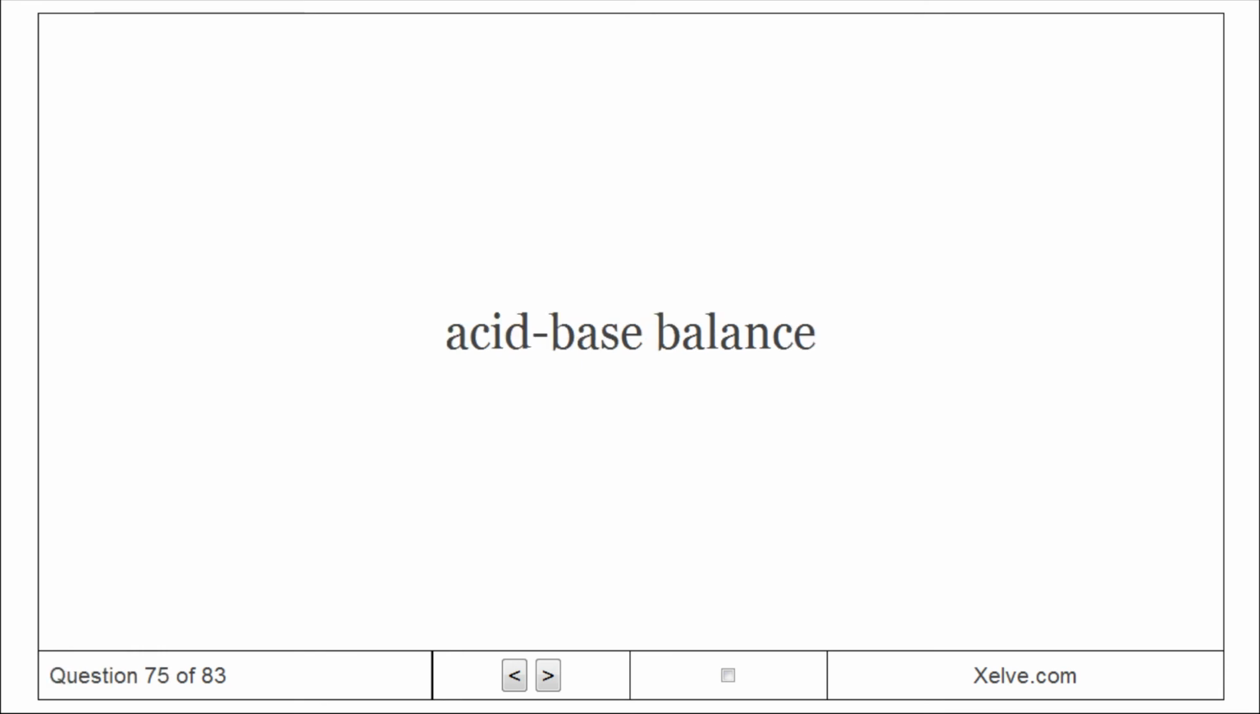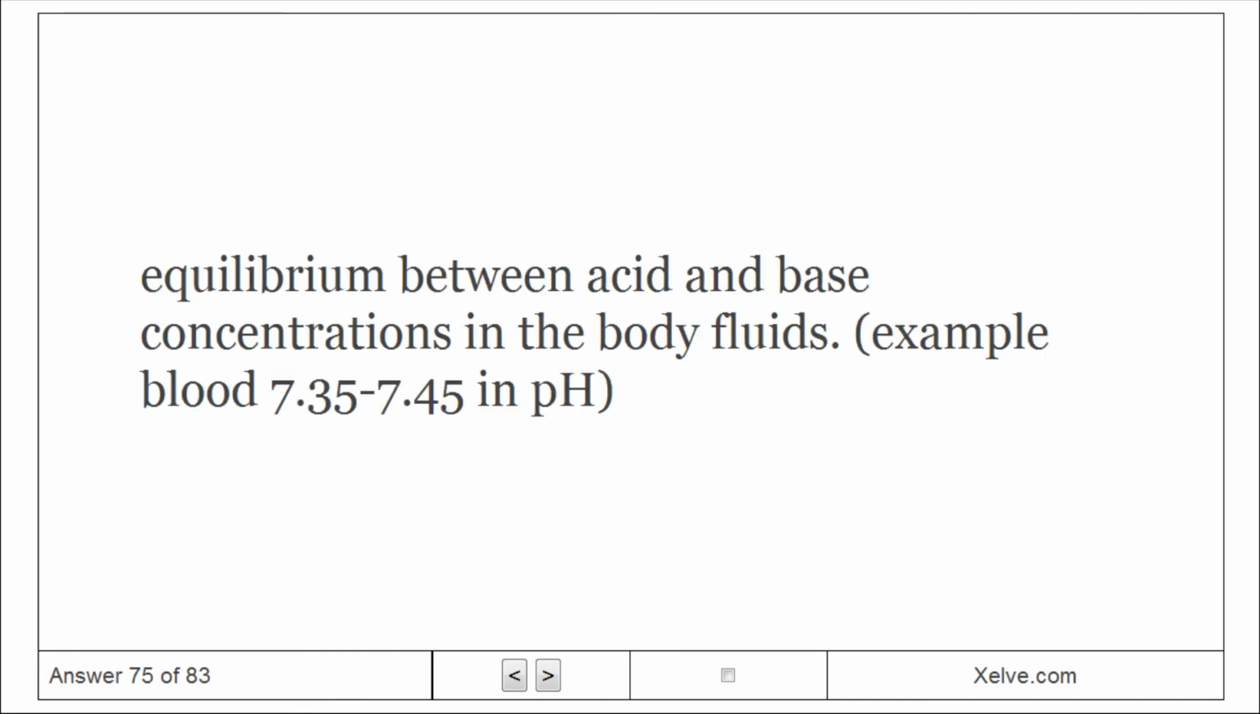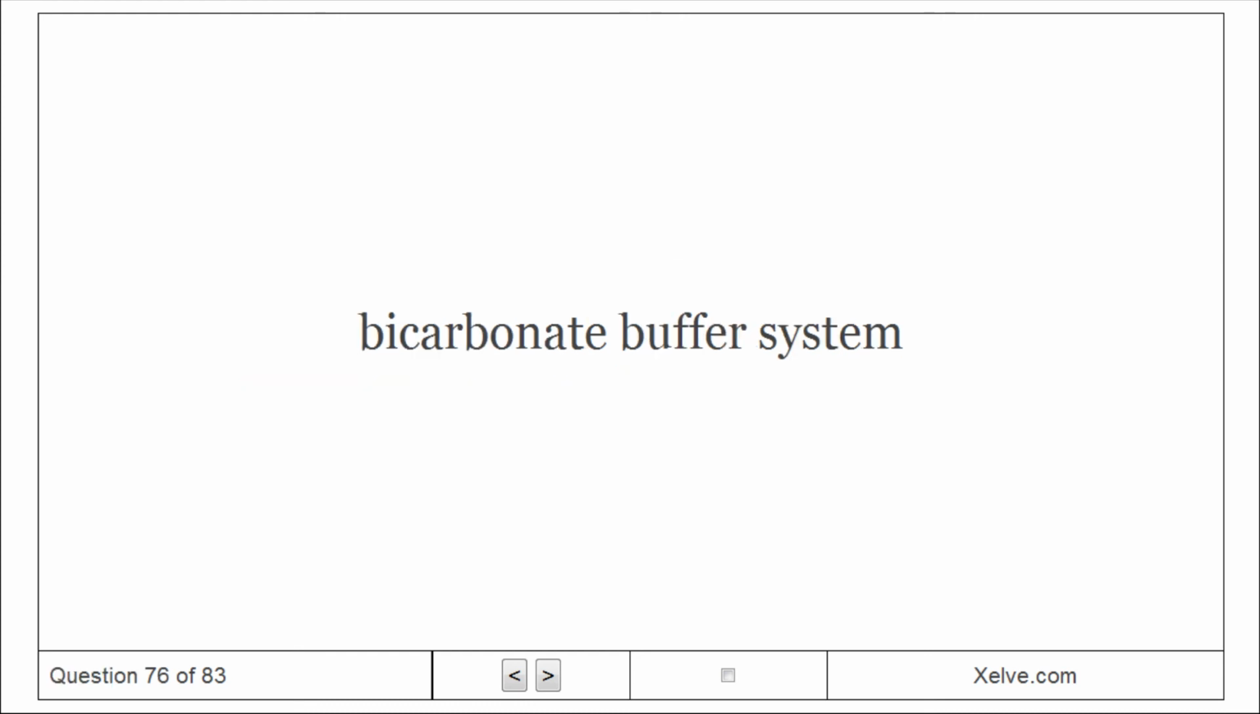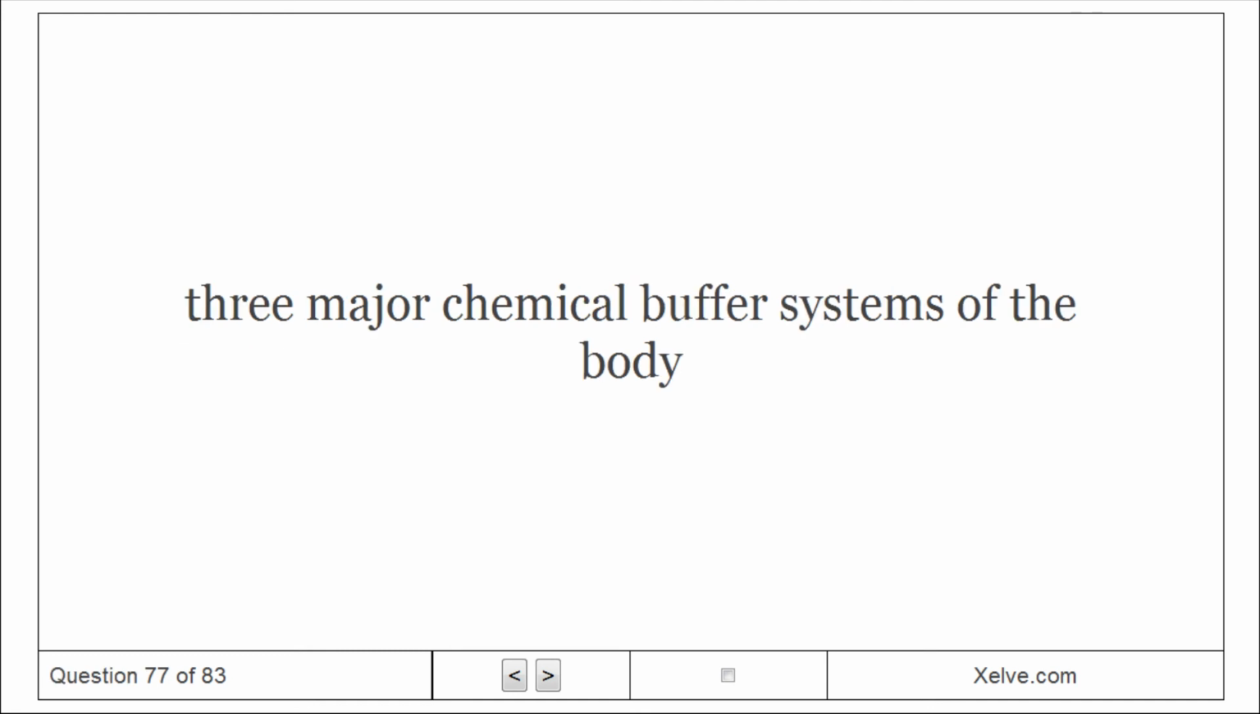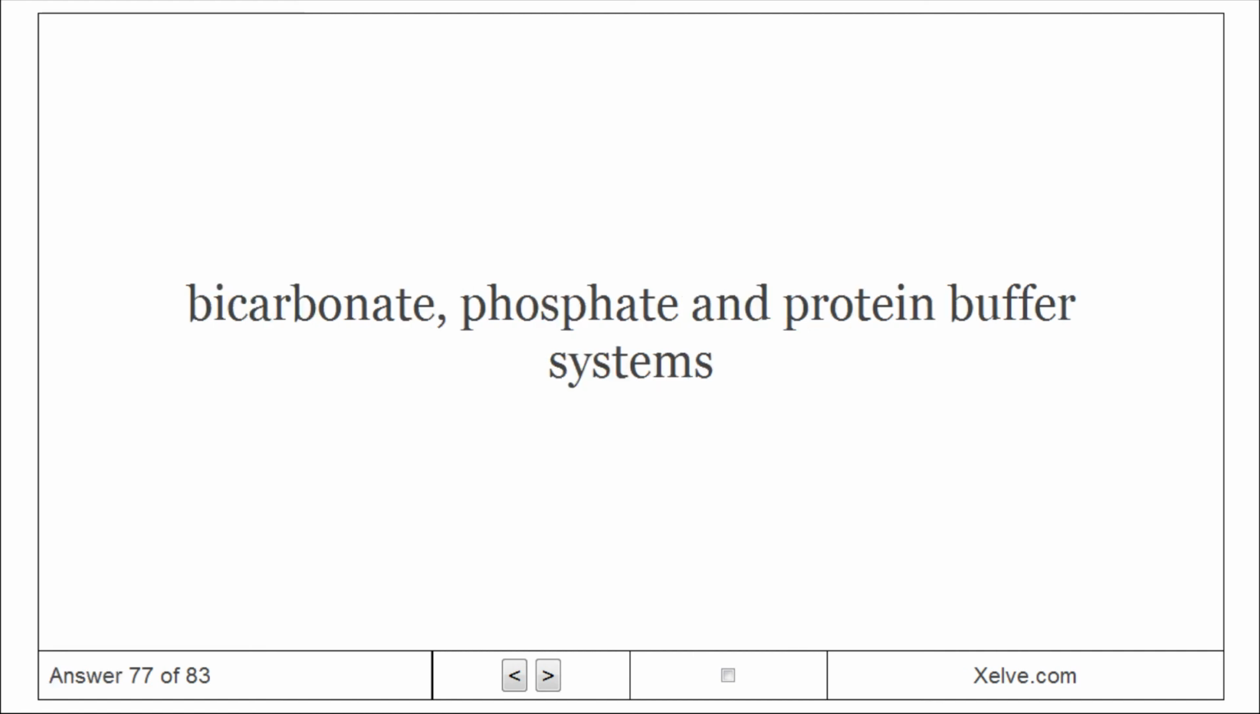Acid-base balance. Equilibrium between acid and base concentrations in the body fluids. Bicarbonate buffer system. Most important buffer system that keeps blood pH from changing drastically. Three major chemical buffer systems of the body: bicarbonate, phosphate, and protein buffer systems.